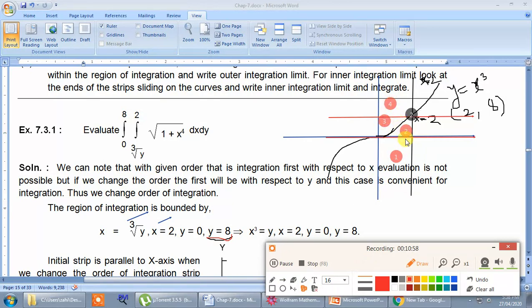Okay, so note that here the region of integration is in between two pink lines, y is equal to 0 to y equal to 8, because the first integration is to be carried out with respect to x. So the strip is parallel to the x-axis. If a strip is parallel to the x-axis, the strip will be like this, and that strip will move.